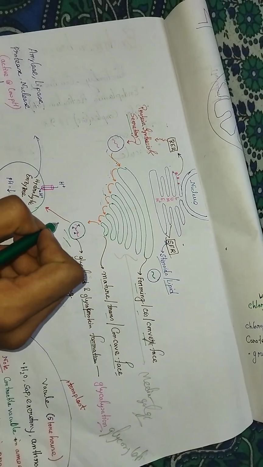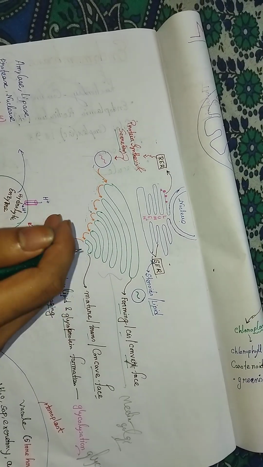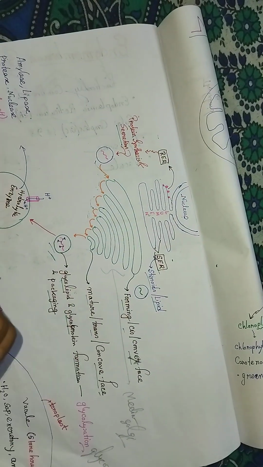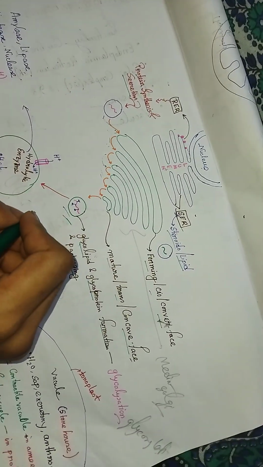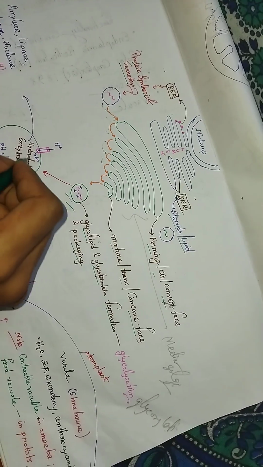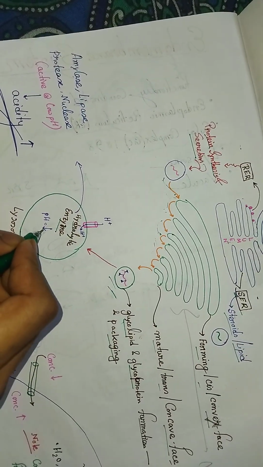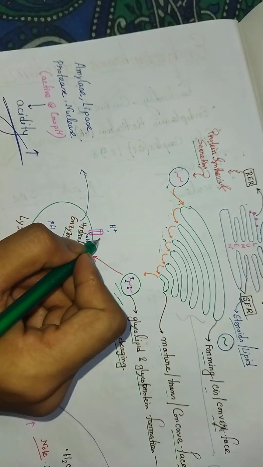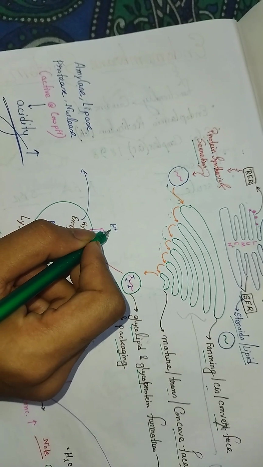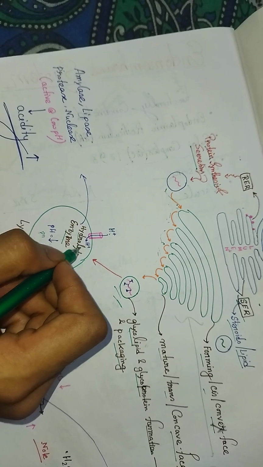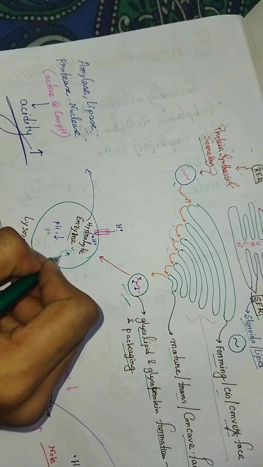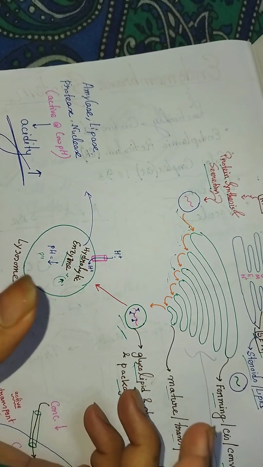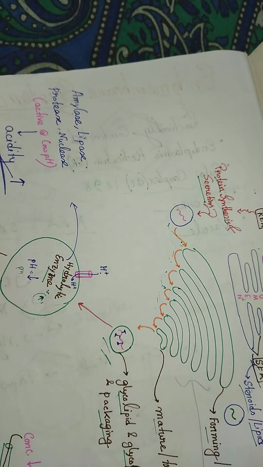Glycosylation occurs in the Golgi complex, and packaging too. A vesicle from the Golgi complex makes a lysosome. Here the hydrolytic enzymes work, and here the pH is decreased because the H plus concentration is higher at this site. Lysosomes contain hydrolytic enzymes which are acid hydrolases, active at low pH of 4 to 5.